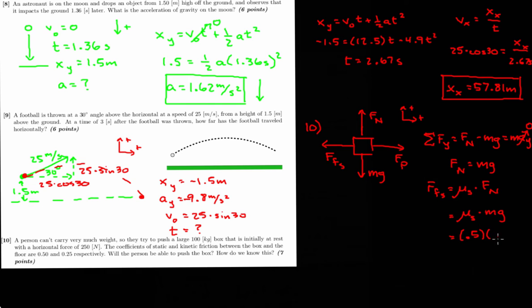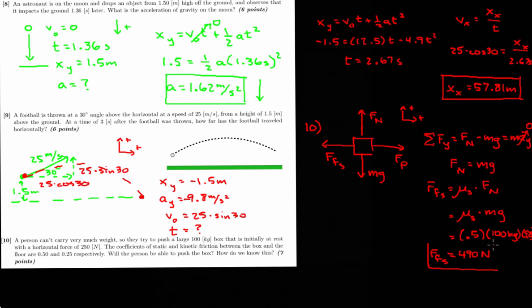The mass of the box is 100 kilograms, right? Yeah, 100 kilograms, and its weight is 9.8 times that. Close enough. So when you do that, I think you get 490, but I could be wrong. 0.5 times 100 times 9.8. Yeah, 490. So 490 newtons is the force due to static friction.